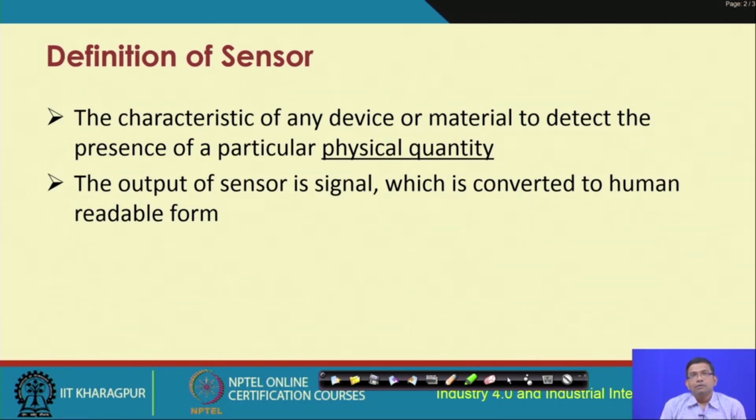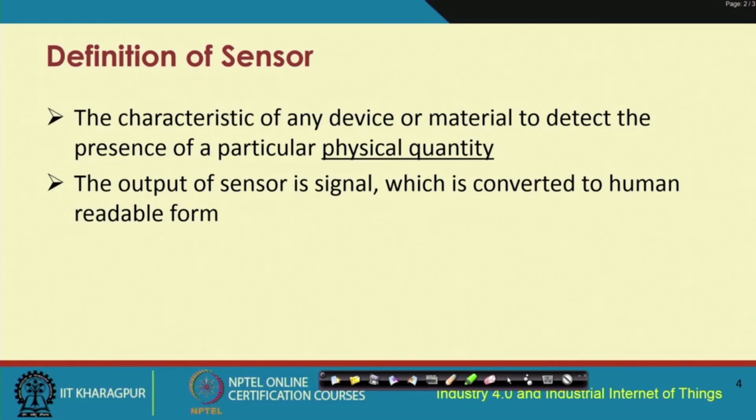So, let us try to understand sensors as transducers. So, what is a sensor? Sensor, as the name suggests, senses something. Senses what? It senses the physical quantity, the physical changes, the physical characteristic of the environment in which it is operating. So, a temperature sensor, for example, will sense the changes in the temperature of the environment in which the temperature sensor has been deployed and is operating. So, this is an example.